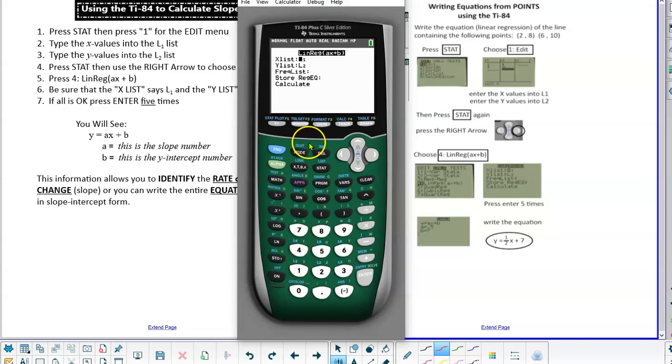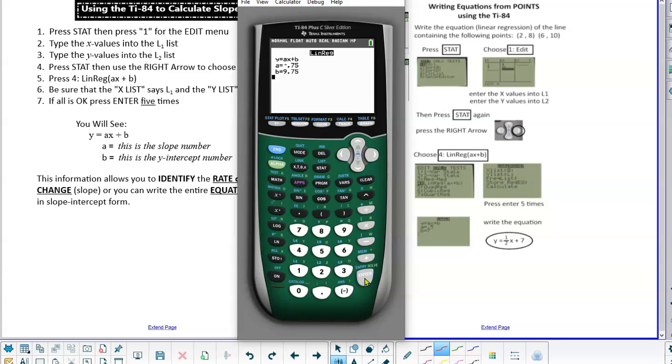Now the calculator is going to ask you some questions. Now this seems complicated, but if you want the shortcut, it is just press the enter button 5 times, okay? So is your x coordinate in list 1? Yes, press enter. Is your y coordinate in list 2? Yes, press enter. Now the frequency list, the storing of the equation, all of that we can use, but it's not necessary for today. So we're going to skip these questions by just pressing enter 2 more times. 1, 2, and now, are you ready to calculate? Are you ready to calculate the slope? Yes, so press enter a 5th time.